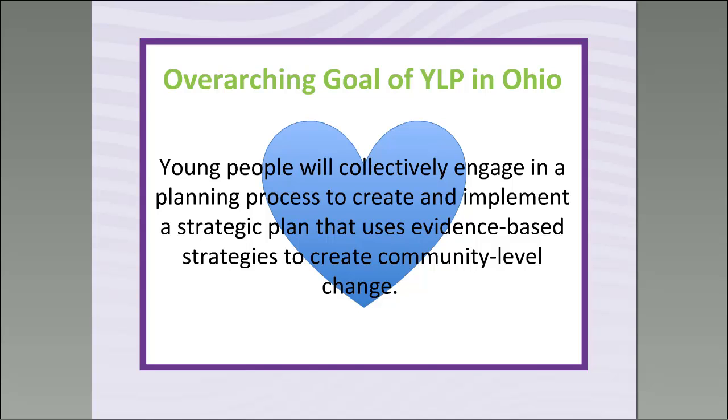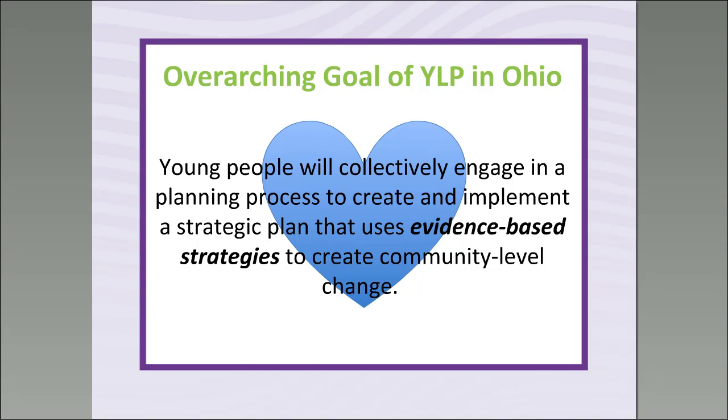In 2014, the Ohio Adult Allies Training and Technical Assistance Team began listening to and working with adult allies from across the state to articulate a goal for youth-led prevention in Ohio. After many discussions and iterations, there was consensus that the overarching goal for youth-led prevention in Ohio is that young people will collectively engage in a planning process to create and implement a strategic plan that uses evidence-based strategies to create community-level change. Today's learning event will focus on the selection of evidence-based strategies that young people can use to create change in their communities.